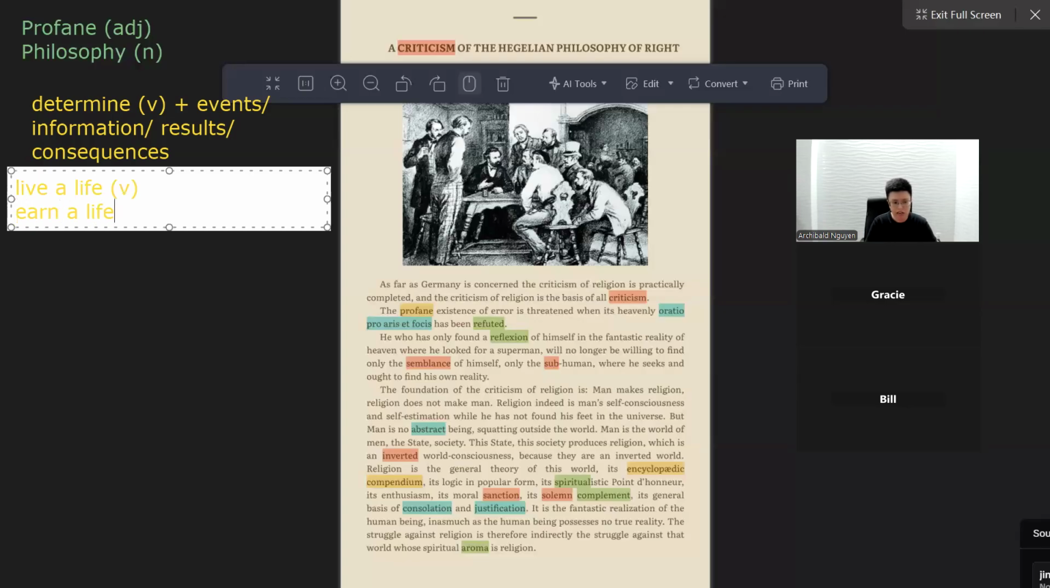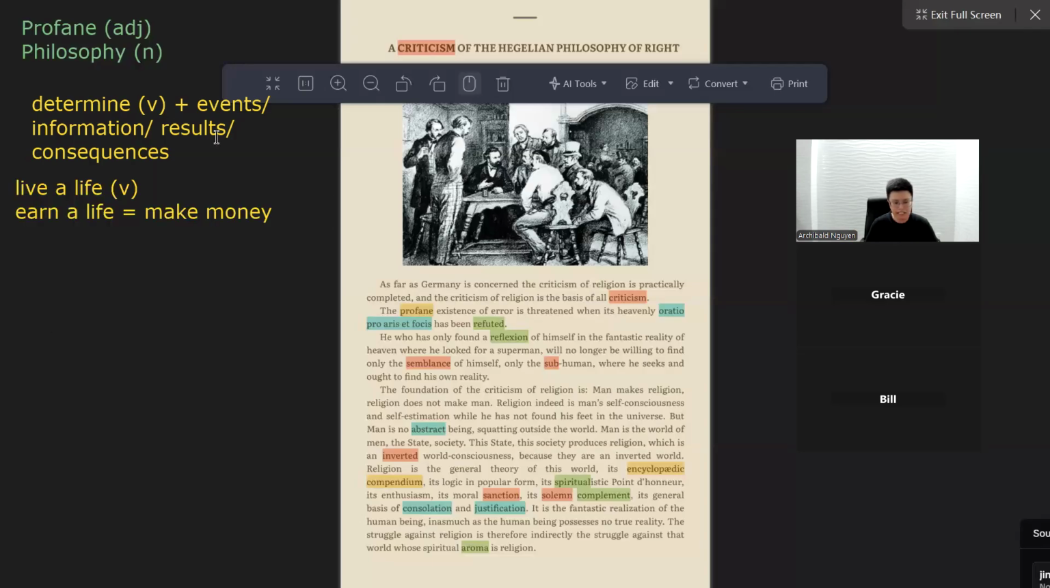Earn a life is used like this: I earn a life by being a teacher. That is me. I earn a life by being an engineer or an architect. So earn a life means how you make money to maintain your life.